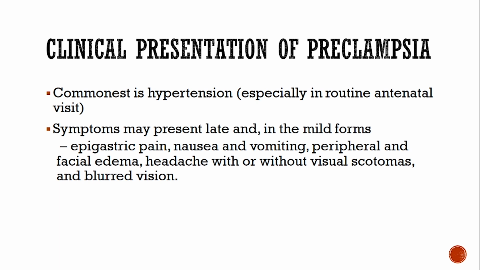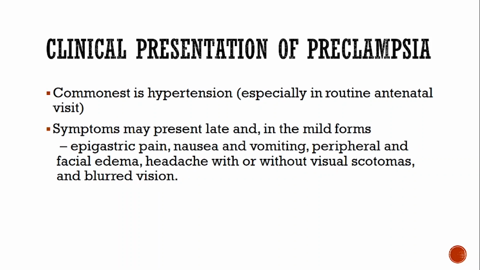Most of the time, one can pick this up when a patient comes to clinic, and one measures the blood pressure and discovers that it is high, and most of the time proteinuria might be there. Then this can trigger some further investigations. However, we should know that symptoms may present late, and that is really not a good form. By the time a patient starts having these features, such a patient will be classified as having preeclampsia with severe features.